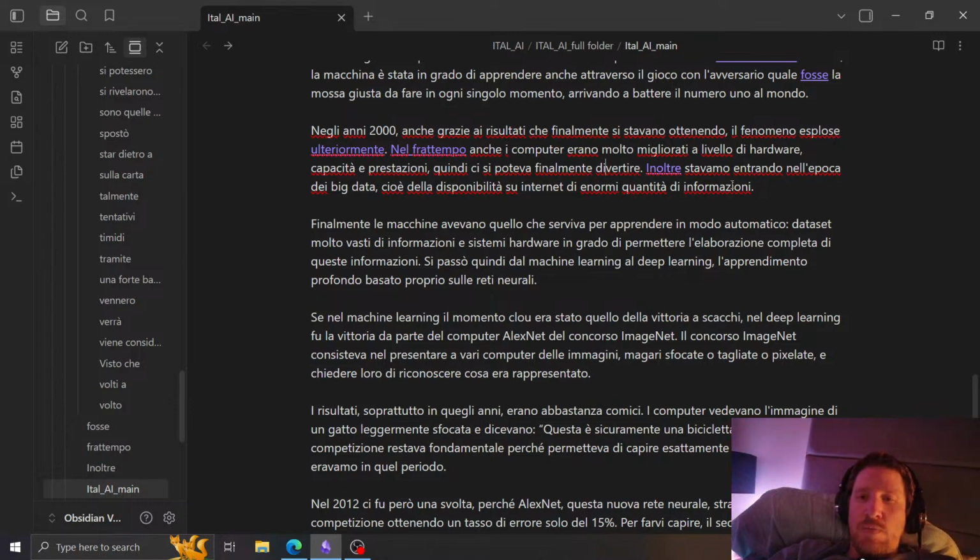Does that mean, in addition, we were entering the age of big data, like the availability on the internet of enormous quantities of information? Yes, exactly. You've got it right. How would you better translate that? A smoother translation would be: in addition, we were entering the era of big data, that is, the availability on the internet of vast amounts of information. So it just keeps the flow a bit more natural. Oh, the availability on the internet of.